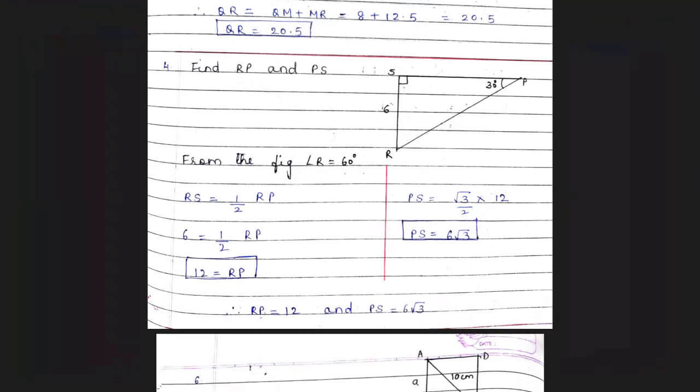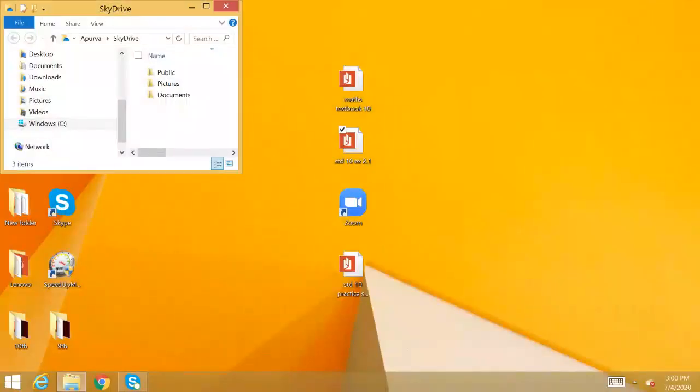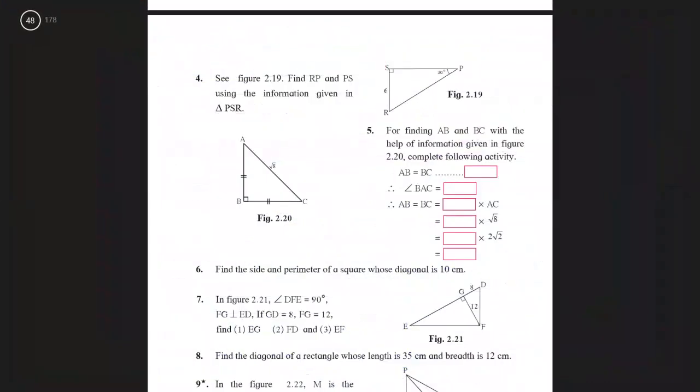Now, PS is equal to the side opposite to 60 degrees. Therefore, it is root 3 by 2 times hypotenuse. Root 3 by 2 into 12. Answer will be 6 root 3. Therefore, RP equal to 12 and PS is equal to 6 root 3. Okay. So, that's question number 4. Now, question number 5 is an activity-based question.